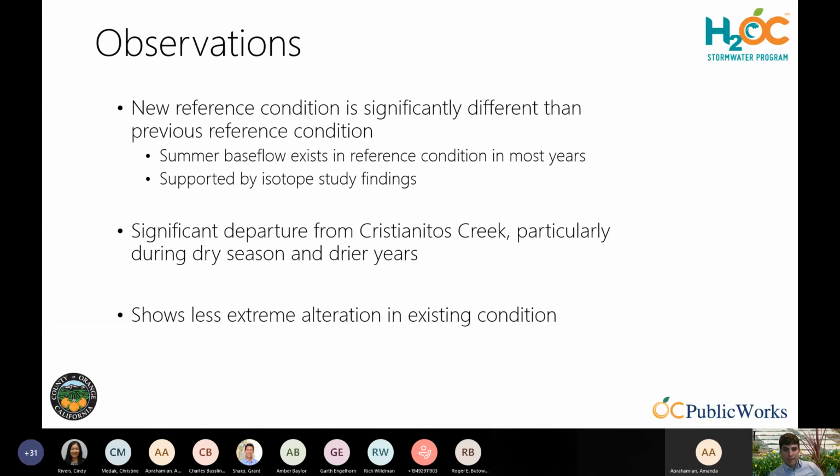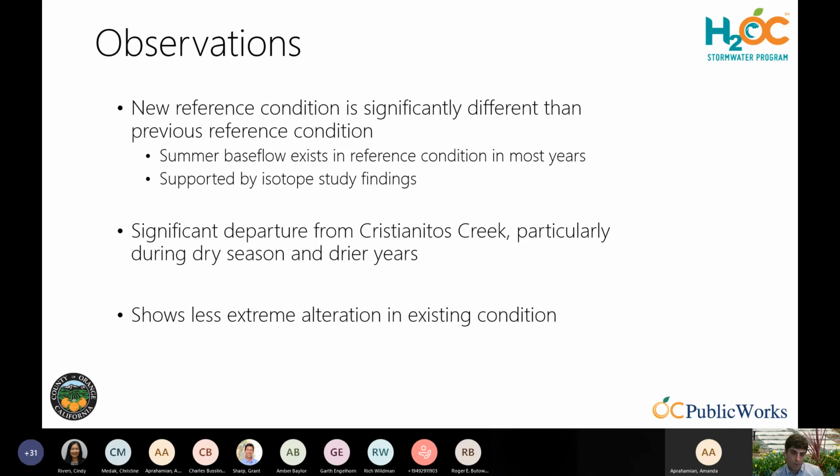The biggest takeaway here is that our reference condition changed as we tried to align with lines of evidence in the watershed. Through the isotope data, we ended up changing a calibration. We took emphasis off the irrigation component for sustaining summer base flows, and we had to make up for it somewhere, which came from recharge and discharge into the stream during dry weather. And so that led us to depart from the Cristianitos comparison to a greater degree.